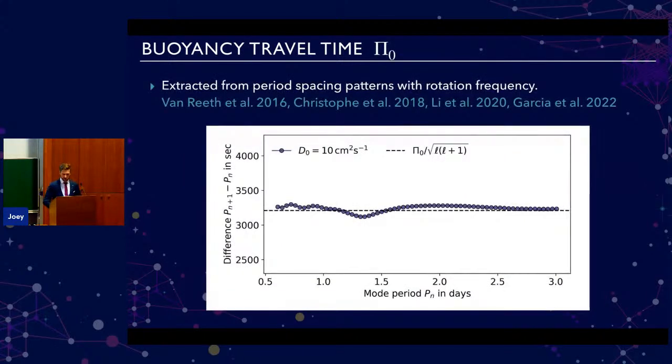All right, so how do we measure this? We extract this once we have the period spacing patterns of stars. Once you have the rotation from the slope, you can backtrack or correct for the rotation. And then what you see is the typical spacing is set by this buoyancy travel time, or Π0, divided by some constant that depends on your spherical degree l. So once you know l as well, you can then extract from these period spacing patterns what Π0 should be.